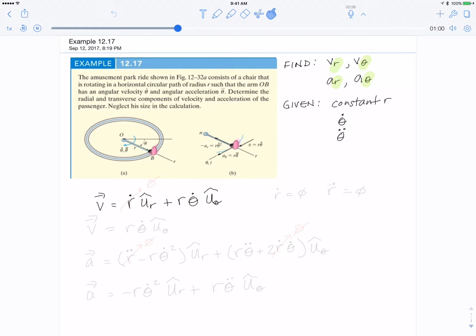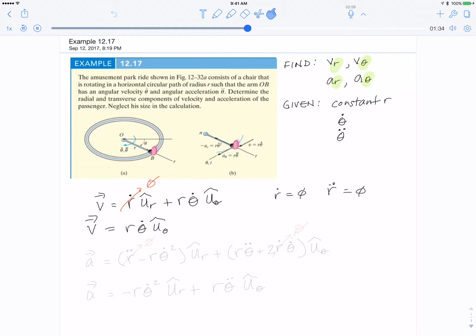And so the key thing is it's a constant r, so we know that r dot equals 0. We also know that r double dot equals 0. So in this case, that's 0. So the velocity is going to just be r theta dot u theta. That makes sense. Just spinning in a circle with a speed of the angular velocity times the r.